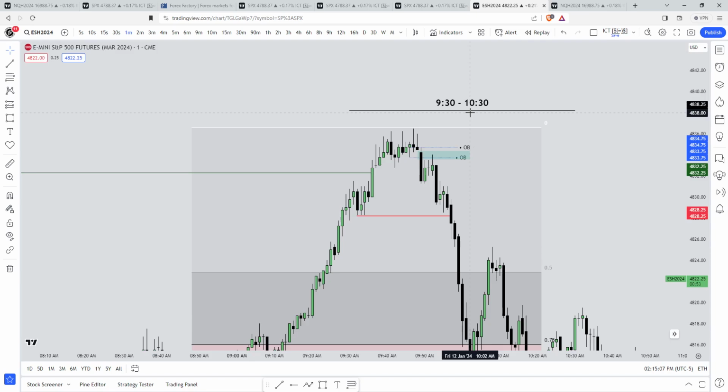Again, you can use macros. There are kill zones: 8:30 to 11 a.m. is the AM kill zone. You have the lunch session, and then you have the PM kill zone, which is 1:30 to 4 p.m.